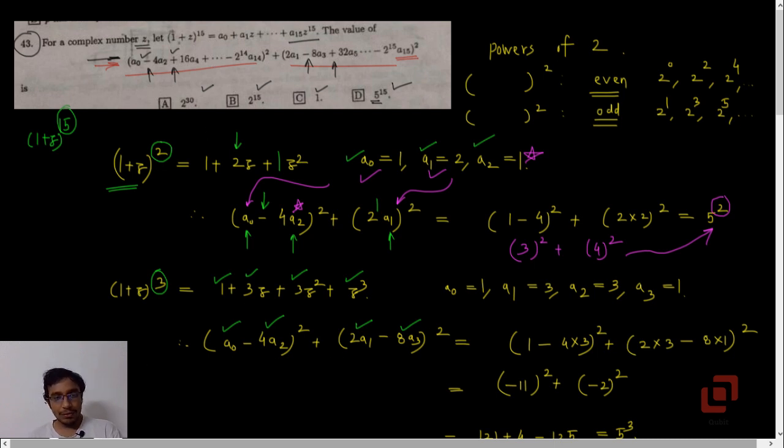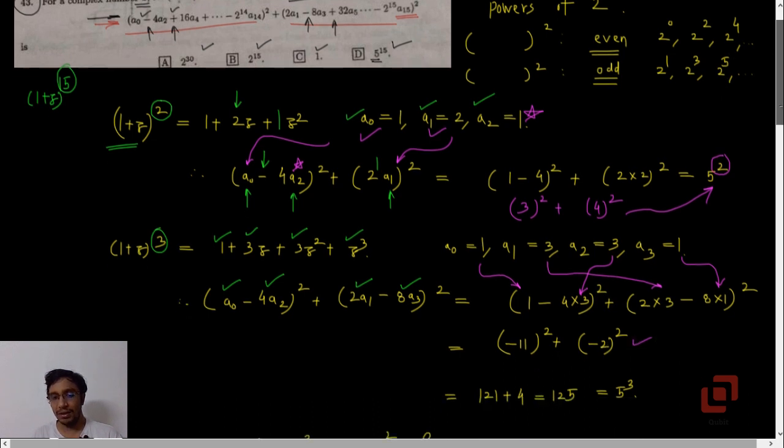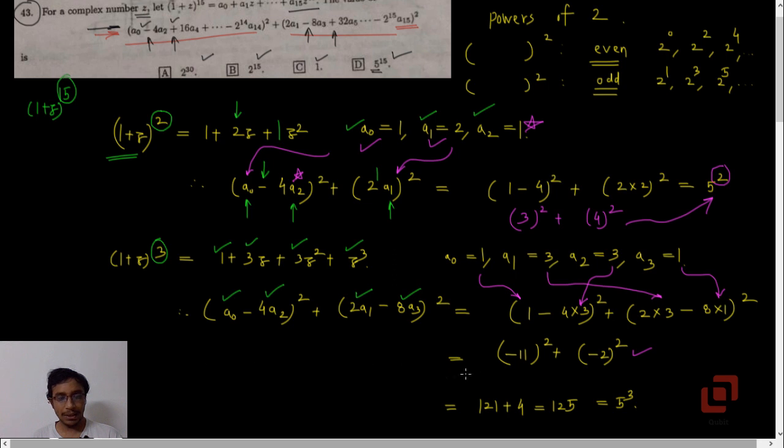Okay, so then having written down this expression, we have to now substitute the values. a0 is 1, put it there. a2 is 3, put it there. a1 is also 3, so this will go here, and a3 is 1. Okay, so it is 1 minus 12 bracket squared, or minus 11 squared, and this is 6 minus 8, so minus 2 squared. And if you do this, then it will be 5 cube. 121, the square of negative 11, plus 4, the square of negative 2, and that is 125.